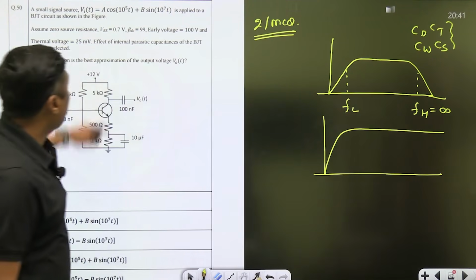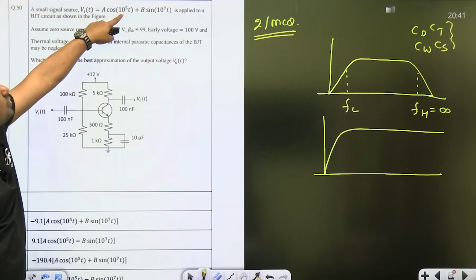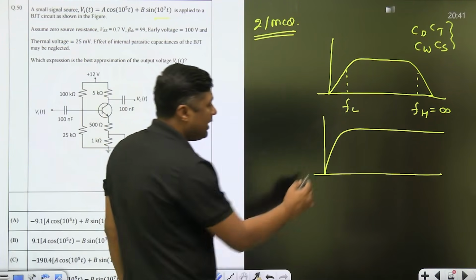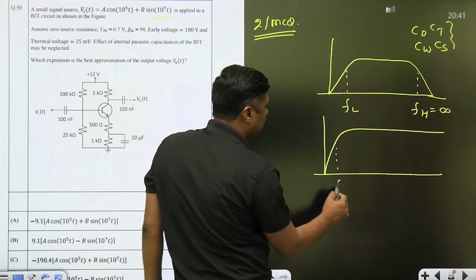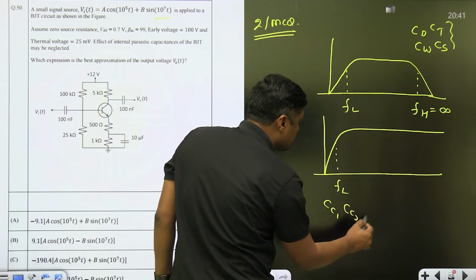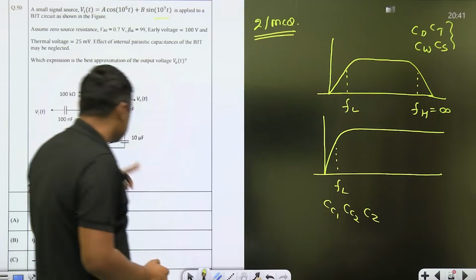And what about this frequency? 10 to the power 5 is very, very high. 10 to the power 7 is also very, very high. And that's why, no doubt, there will be the FL. FL is due to what? Coupling capacitors CC1, CC2, and the bypass capacitor.